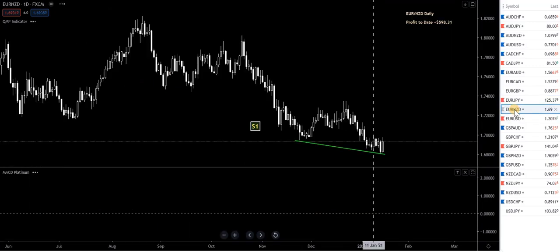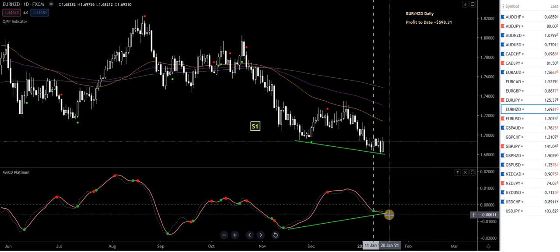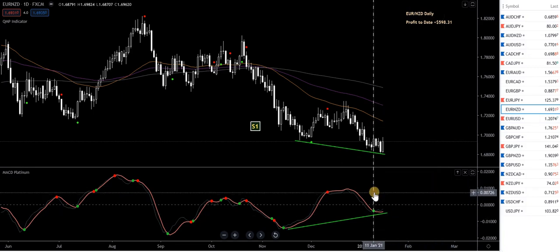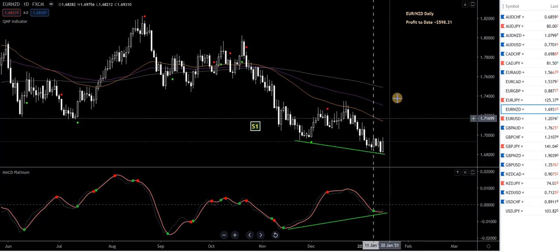Right, Euro New Zealand, no trades happening at the moment. Potentially setting up for a buy. MACD is below the zero level. There's a warning line in place and possible regular bullish divergence. So it'd be a high risk trade into the trend if I did take it.